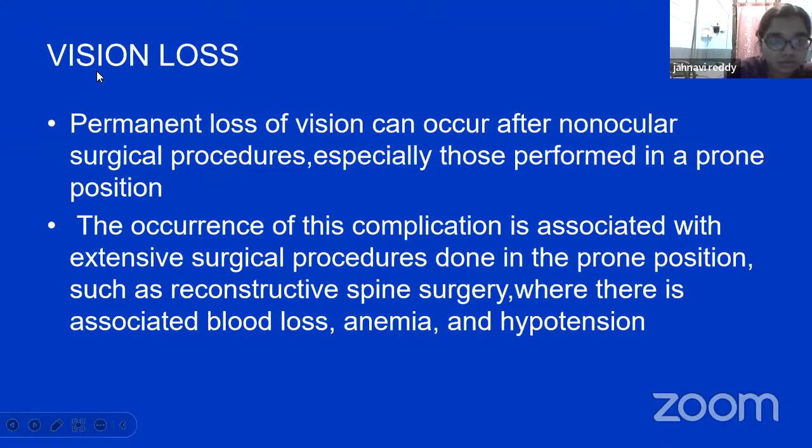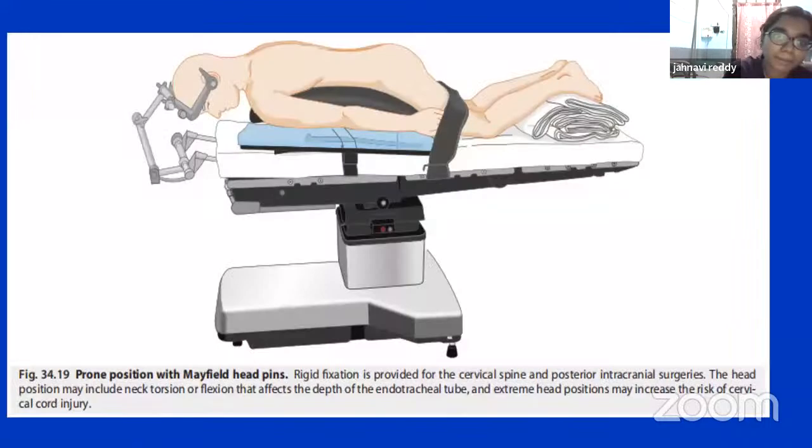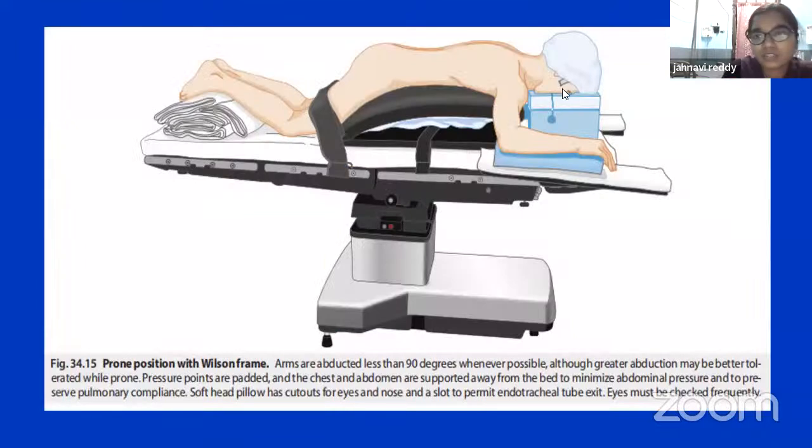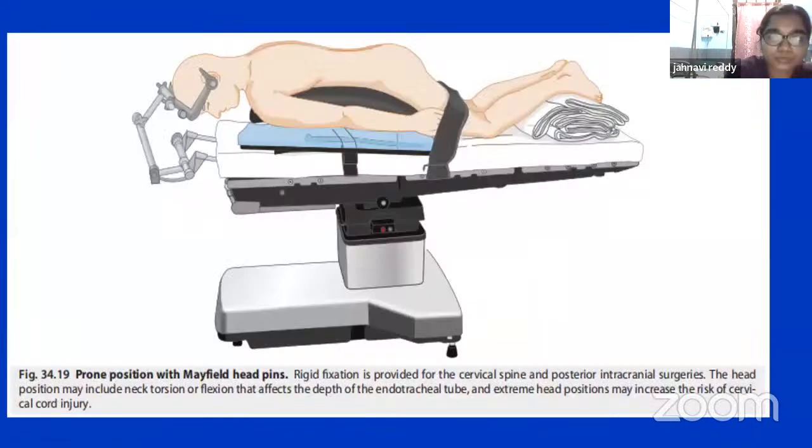Vision loss. Vision loss is only observed in prone position, because the patient is placed in prone position, as you can see in the image. As you can see in this image, the patient is placed in prone position, so the eyes are under pressure. If eyes are under pressure for a longer time and eyes are not taken care of, then it will lead to vision loss. It is observed only in the prone position.